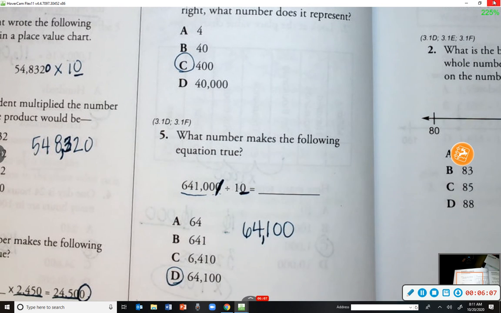Okay? You will also learn this when you get to decimals too, because your decimal, if I'm dividing or multiplying, will just move to the left or to the right. Okay? You'll learn that when you get older.